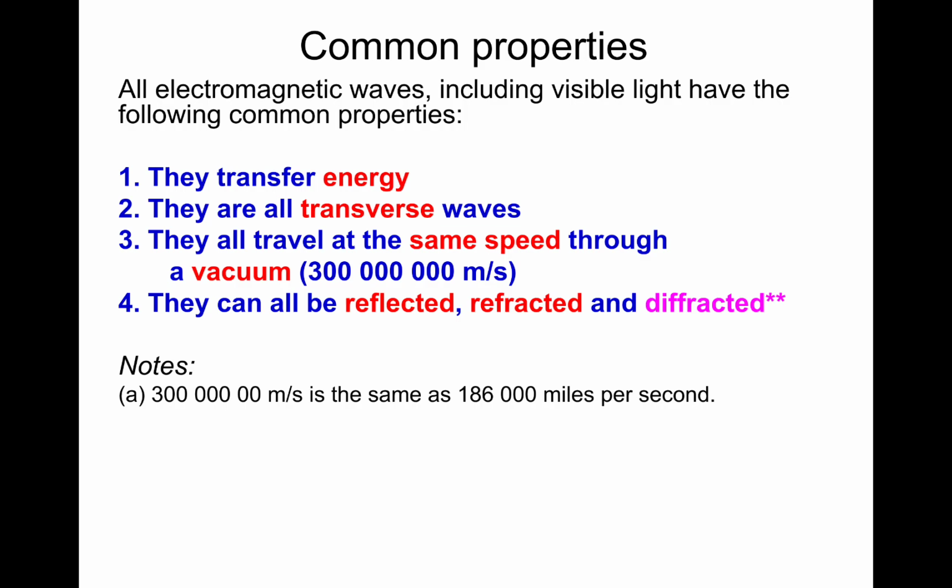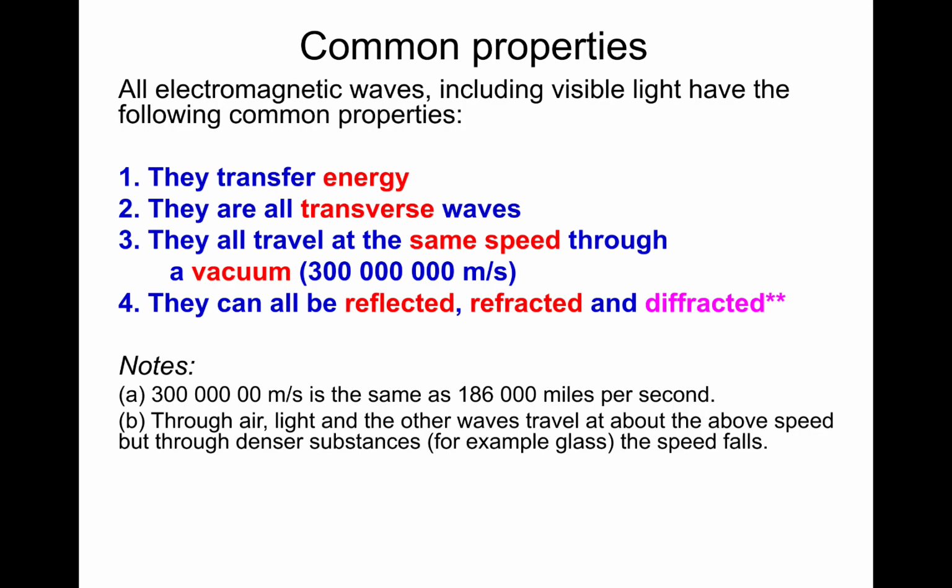Some notes, just to give you some perspective. The 300 million meters per second is the equivalent of travelling at 186,000 miles per second, which is obviously pretty fast. Through air, light and other waves travel at about the above speed, but through denser substances, for example glass, the speed will be reduced. Glass is like 2.2, 2.3 times 10 to the 8 meters per second. So it's a little bit slower, still fast.